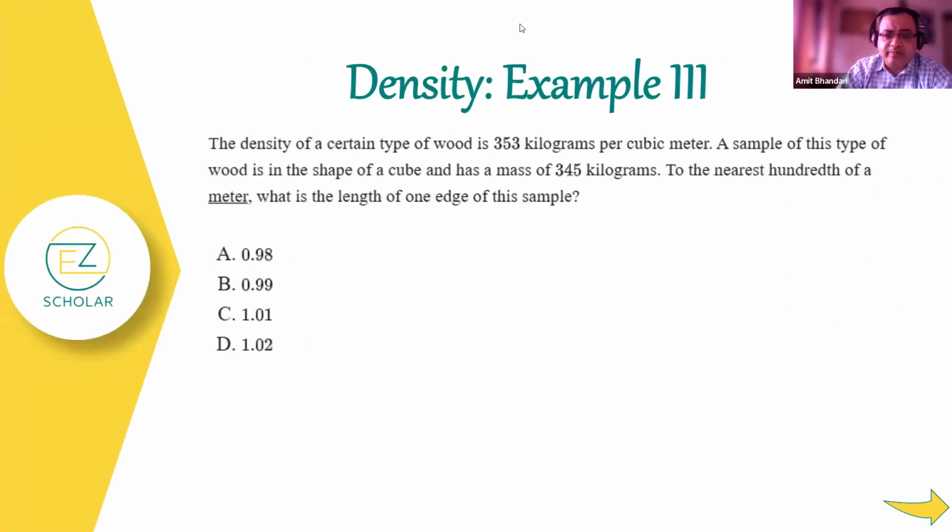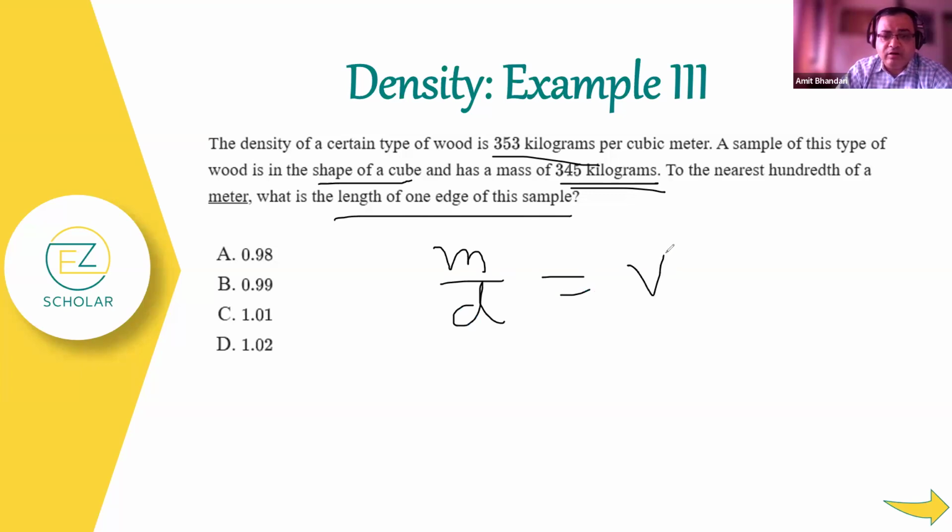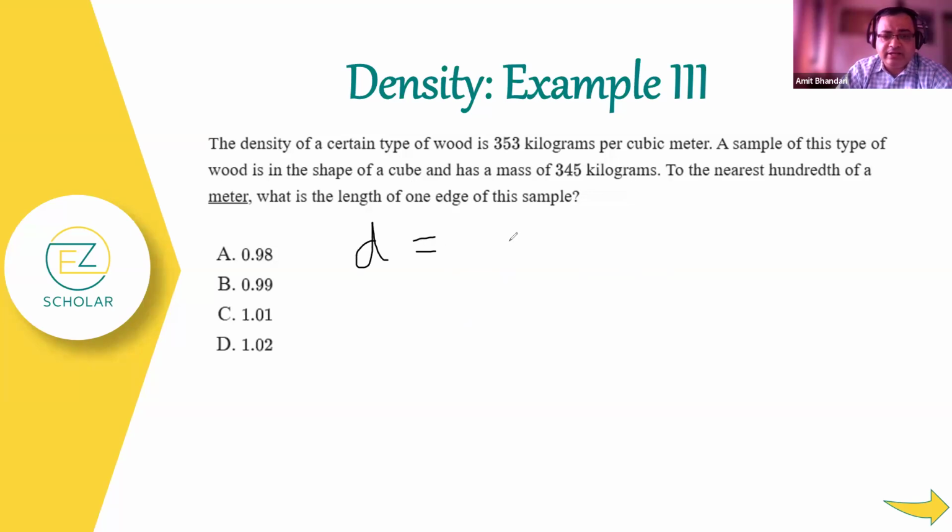The density of a certain type of wood is 353 kilograms per cubic meter. Okay. A sample of this type of wood is in the shape of a cube and has a mass of 345 kilograms. To the nearest hundredth of a meter, what is the edge length of this sample? Now, in this case, we have the mass and we have the density. We need to find the volume. So just remember the formula. Density is equal to mass over volume.